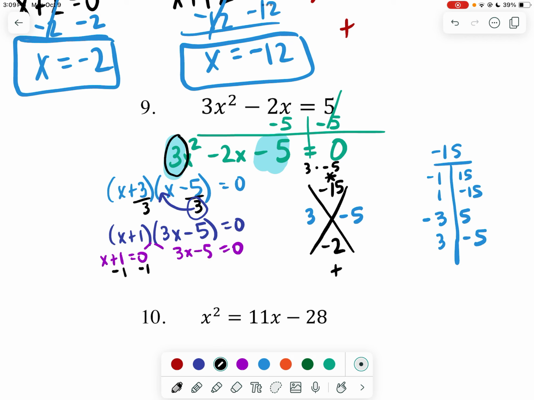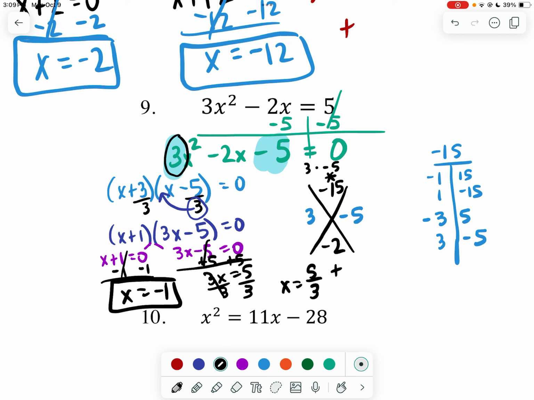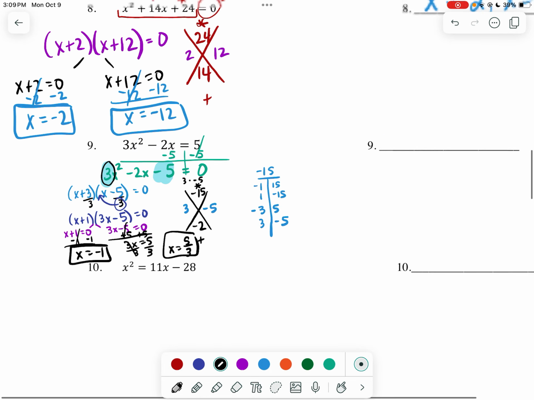Okay, so if I minus 1, then I get x equals negative 1. That's one answer. Now the second one, I have to do a little bit of work. So I have 3x equals 5, divide by 3. So I'll get x equals 5 over 3. Okay, again, order doesn't matter. That's probably the trickiest one, just because you have to remember to wrap.